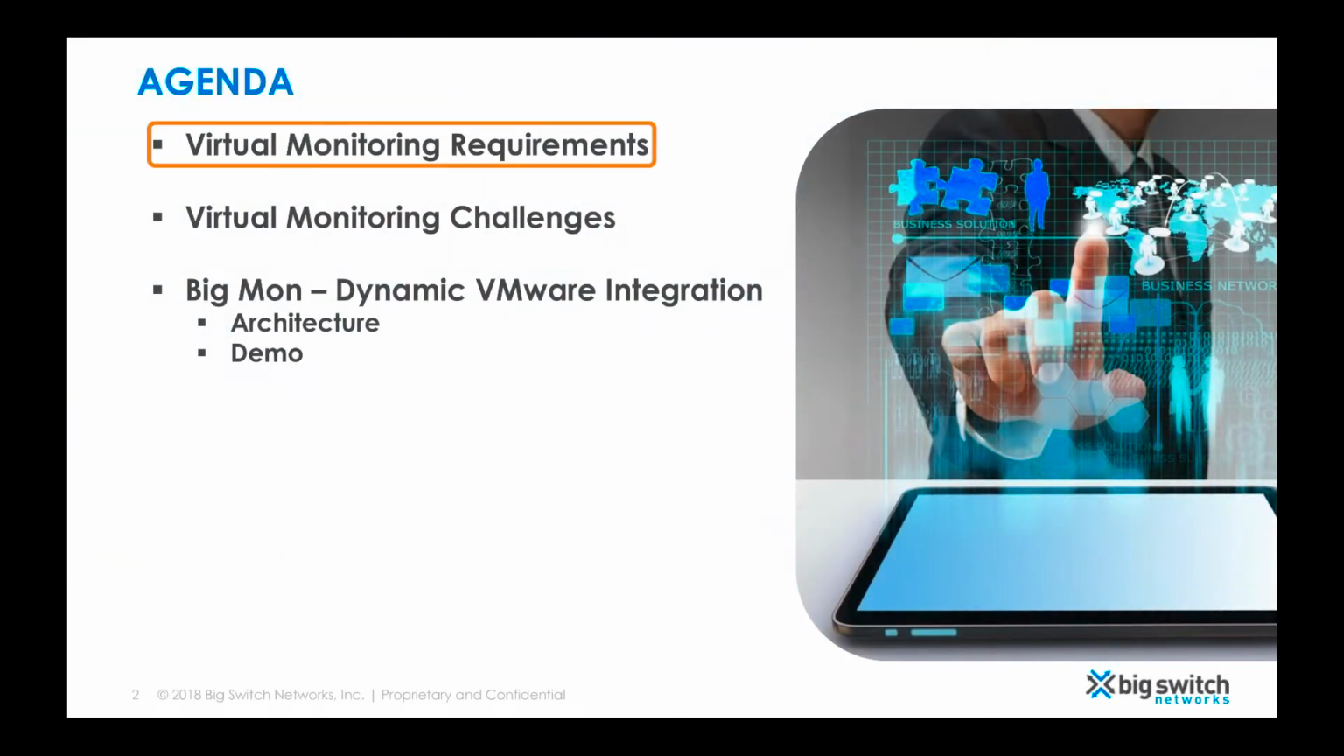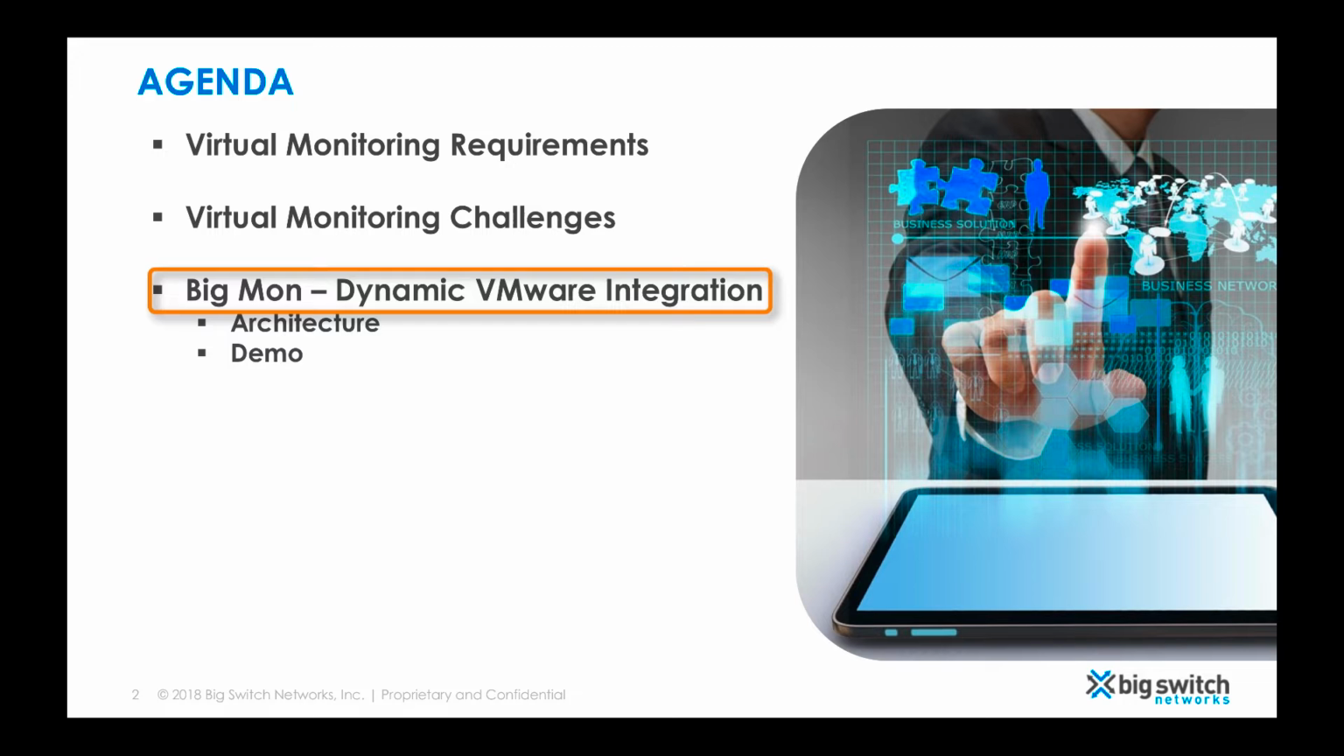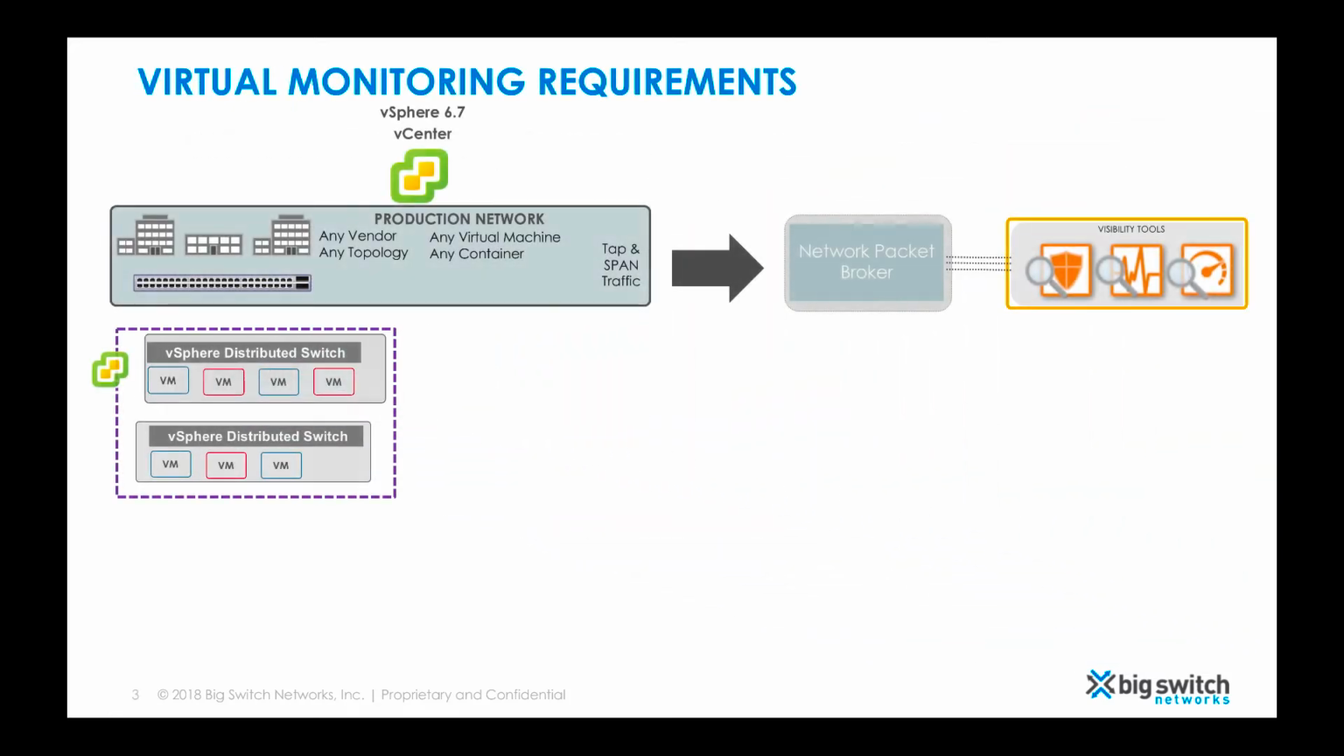We will briefly talk about the requirements for monitoring in virtual environments and the virtual monitoring challenges when agents are used for monitoring. We'll then show how Big Mon Dynamic VMware Monitoring with vCenter integration solves monitoring challenges, providing highlights on architecture before jumping into a demonstration, showing the simplicity of Big Mon vCenter integration in terms of vCenter discovery and policy configuration for monitoring VMs, and enabling visibility by receiving the selected VM traffic, filtering, and sending it to the defined tool. Let's briefly talk about the requirements for virtual monitoring.